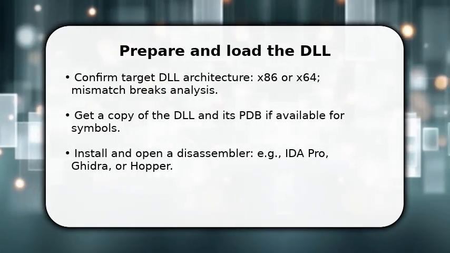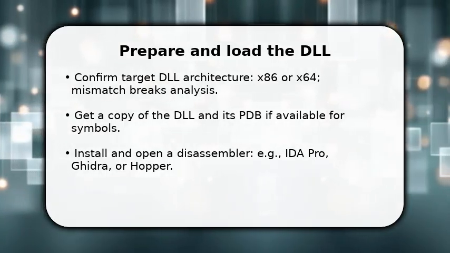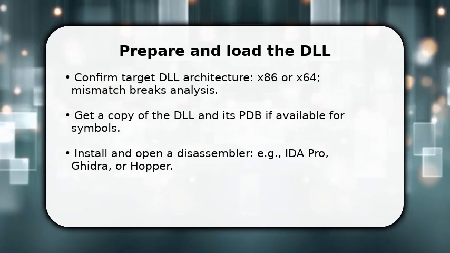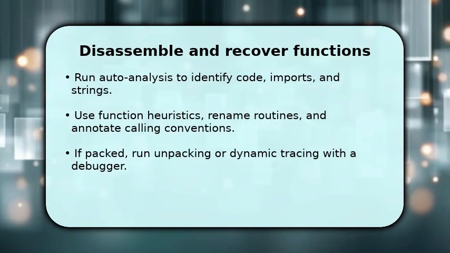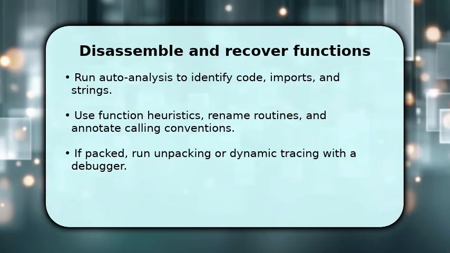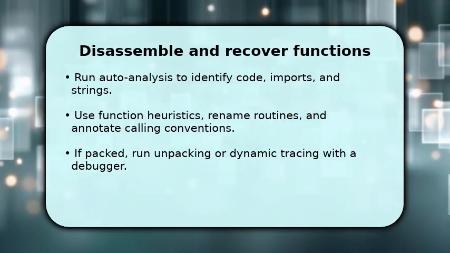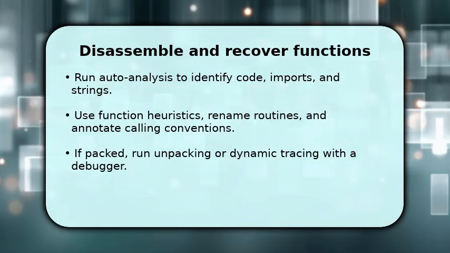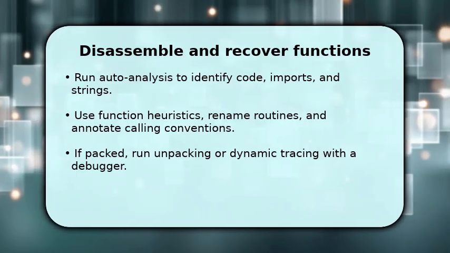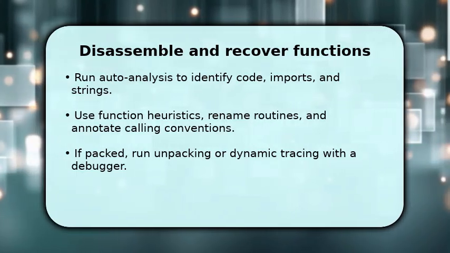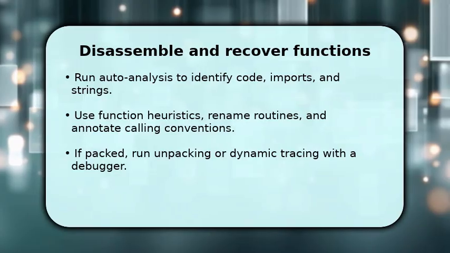You want the tool to parse imports and relocations automatically, so you can see entry points and references immediately. You now run the disassembler's auto-analysis to recover functions, imports, and useful strings. This reveals the code layout and likely API calls. Once the listing appears, start renaming functions and annotating calling conventions and structures to make sense of parameters.